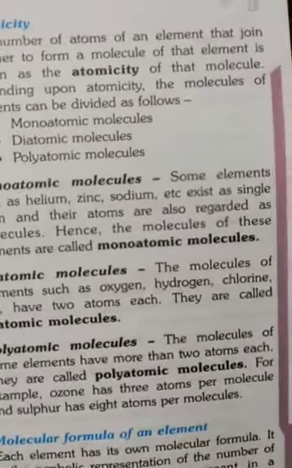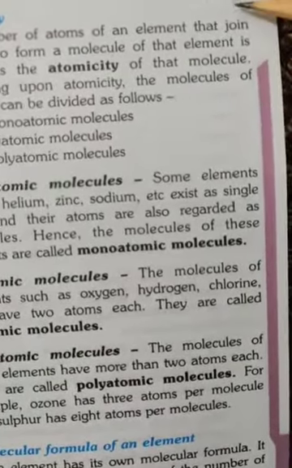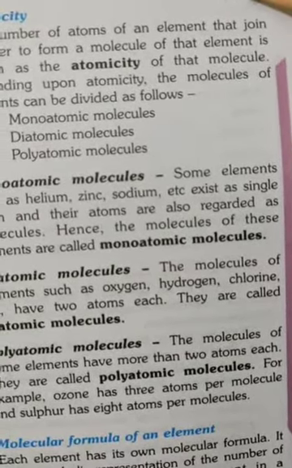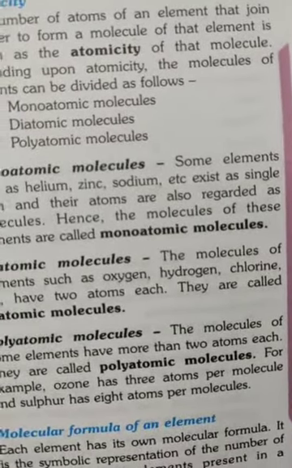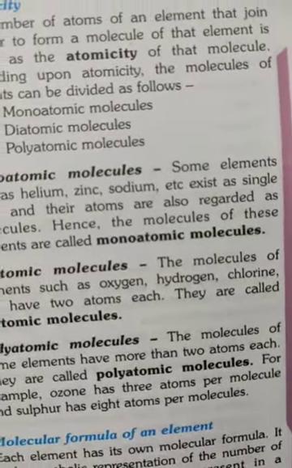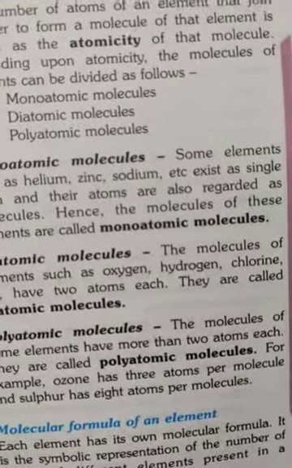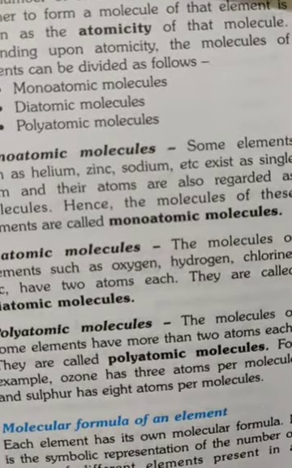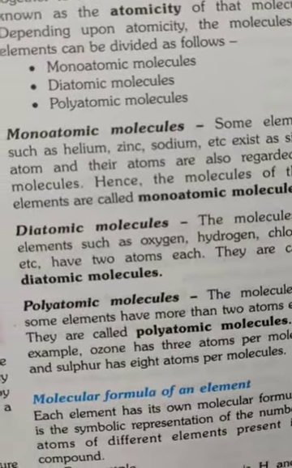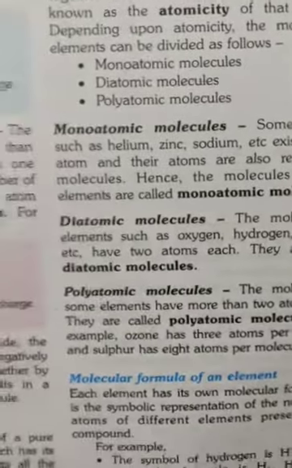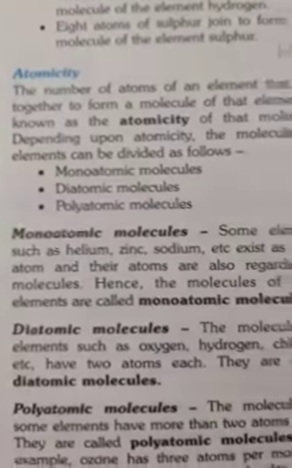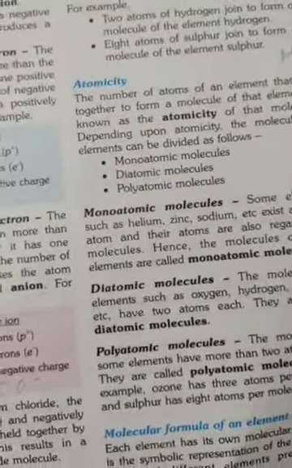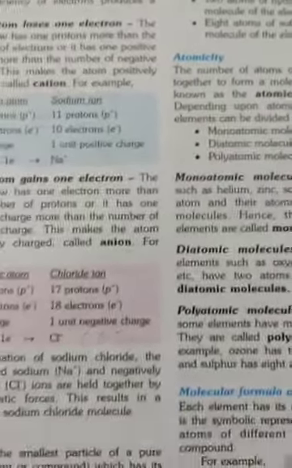I told you that the symbol of hydrogen molecule is H2. Why do we write H2? Because H cannot exist independently. That is why they join to form a molecule of the element hydrogen. That is why it is written as H2. 8 atoms of sulfur join to form one molecule of the element sulfur. That is why it is written as S8. So hope you understood this.